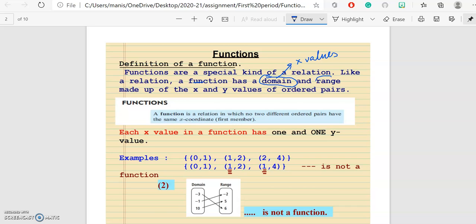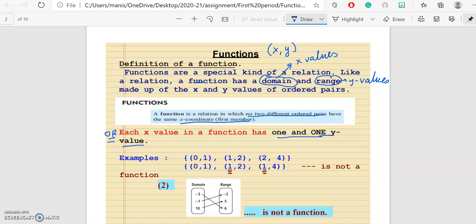And range are your y values in an ordered pair, made up of the x and y values of the ordered pair. So if this is an ordered pair over here, x is in domain, y is in range. Another definition of functions: a function is a relation in which no two different ordered pairs have the same x coordinate, first member, or each x value in the function has one and only one y value.